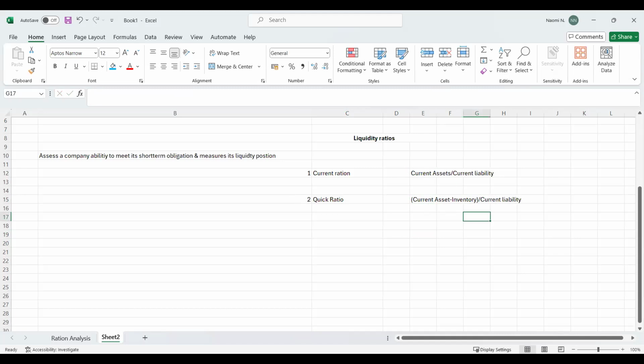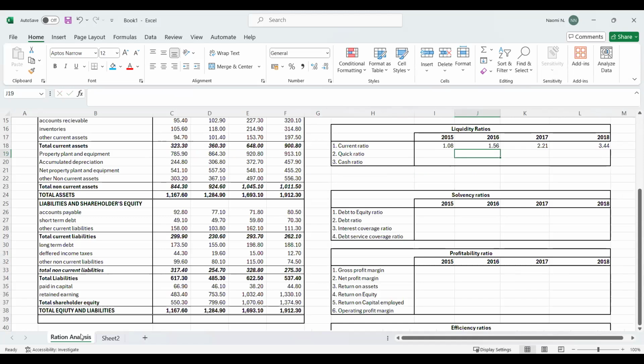So under that one, here it is, let's go to calculations. So under the current quick ratio, we are measuring the ability of the organization to meet its short-term obligations minus the stock that we have, the only cash that is in.